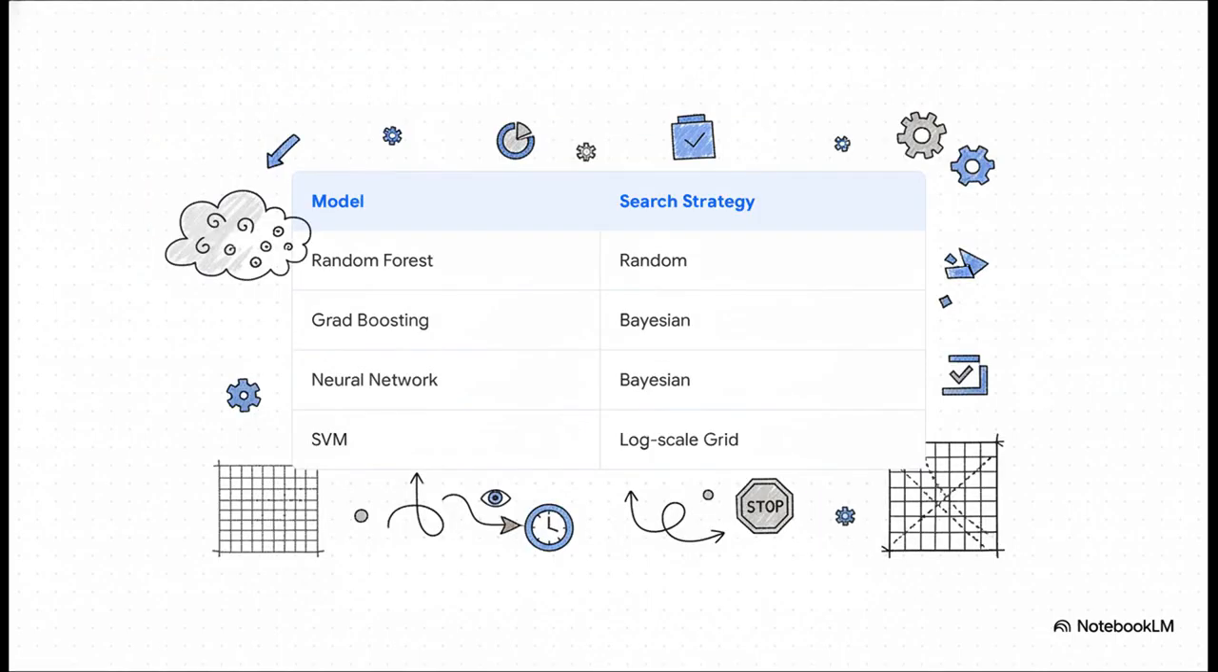You also have to match these insights up with the specific model you're running. For a random forest, a simple random search of 50 trials is pretty much perfect. But for gradient boosting or neural networks, you absolutely want Bayesian optimization combined with early stopping. If you're using support vector machines, a log-scale grid search works well since you're really only dealing with two parameters. And thankfully, libraries like Optuna or scikit-learn make hooking up these specific pairings a breeze.